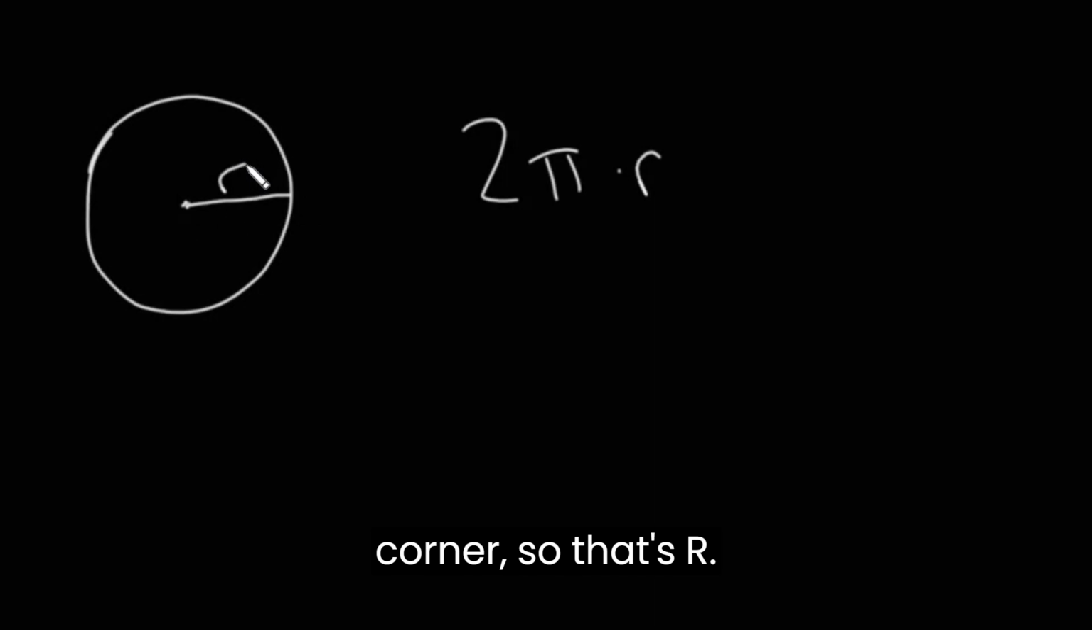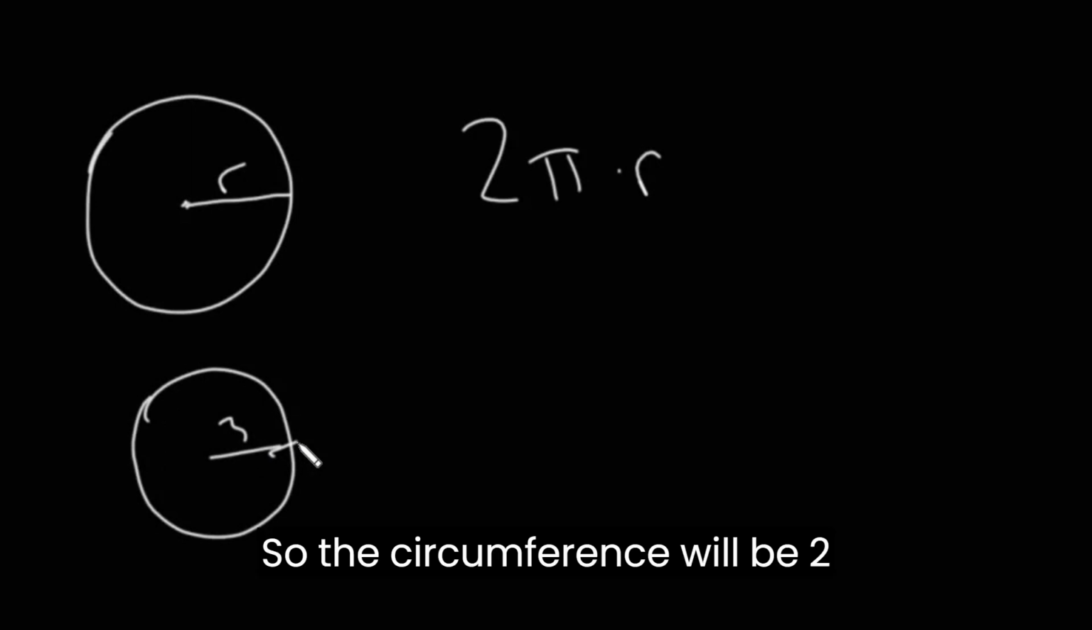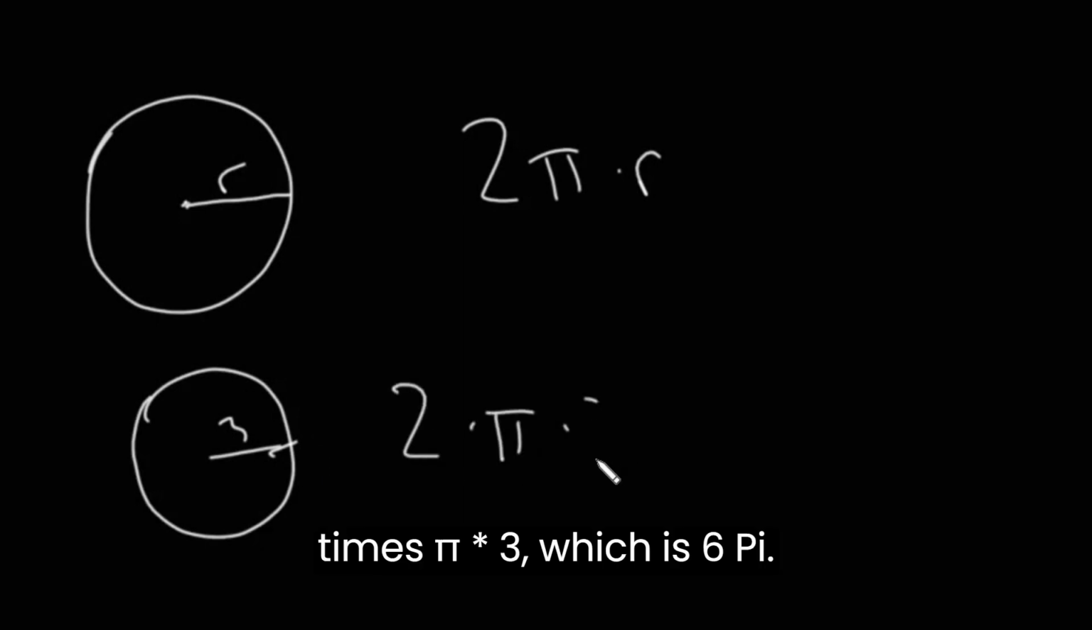The last two-dimensional shape you're going to need to know is a circle. Now, the perimeter of a circle is called the circumference because it's curved. So the formula for the circumference is 2 pi r. And the radius is from the center of the circle to the edge. So that's r. So let's say we have a circle with a radius of 3. So the circumference will be 2 times pi times 3, which is 6 pi.